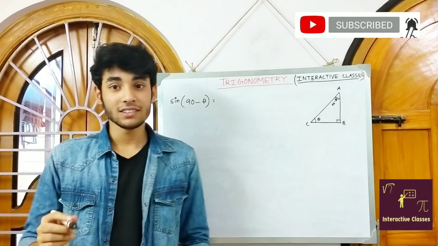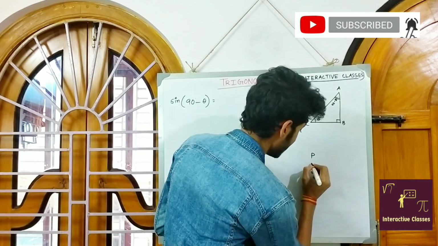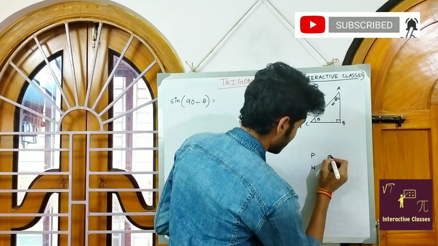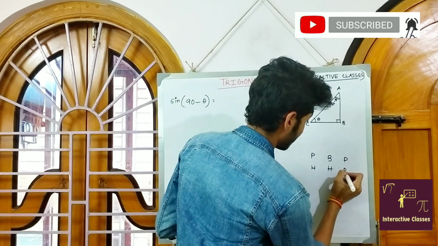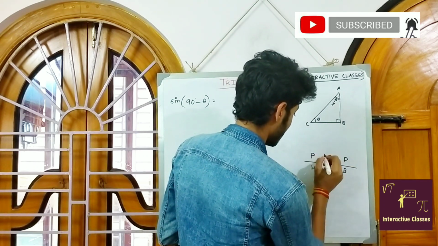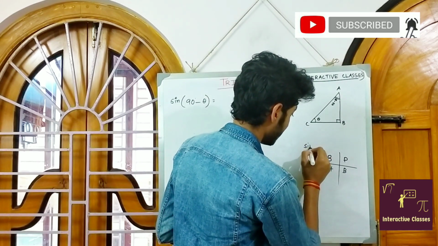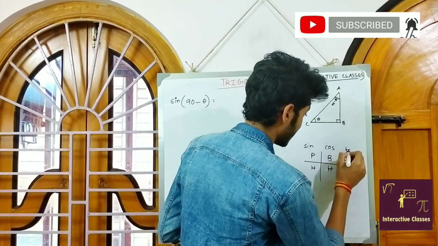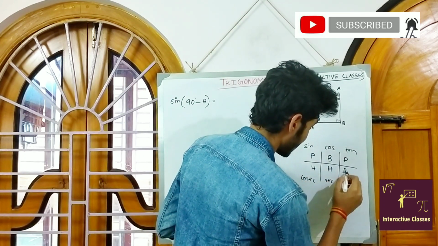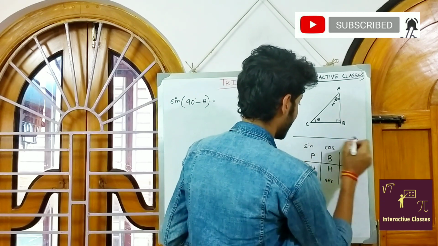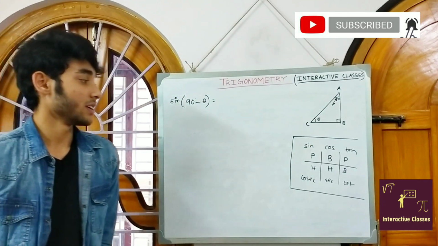We know that sine theta is nothing but perpendicular by hypotenuse. So P by H. B by H for cos and perpendicular by base for tan. So this one let us write as sine, this one as cos, and this one as tan. Similarly, this one as cosec, this one as sec, and this one as cot. This is a chart that I will use to make you understand.